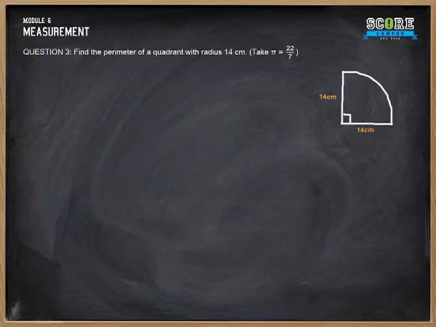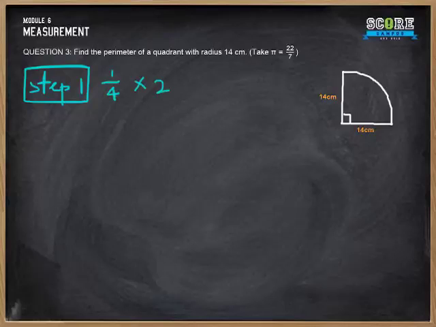Last question of this lesson, question 3. Find the perimeter of a quadrant with radius 14 cm. Pi is given as 22/7. That instruction is given. A quadrant is a quarter circle. So first we have to find a quarter of the circumference of a circle. Step 1. Since radius is given to us, we will use the formula 2 pi r. But 2 pi r is for a full circle, so this is only a quarter of a circumference. Therefore, it's 1/4 times 2 pi r equals 1/4 times 2 times 22/7 times 14. When you do the math, what do you get?